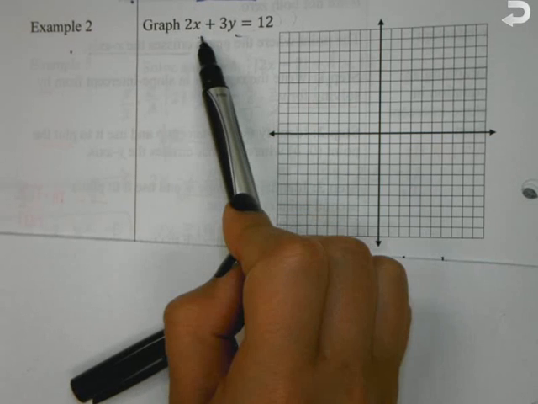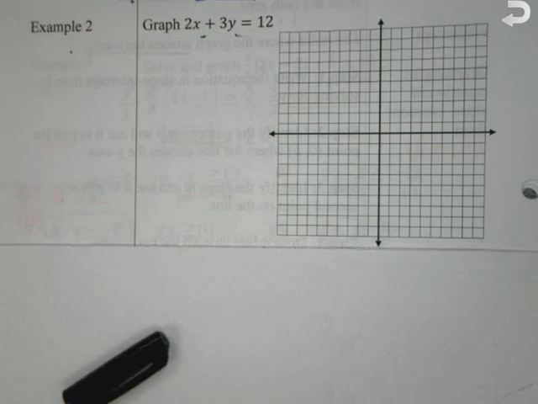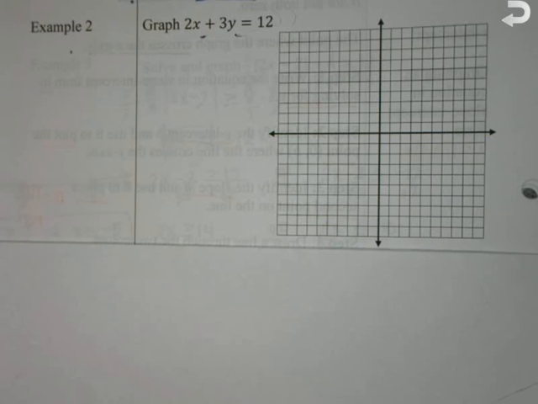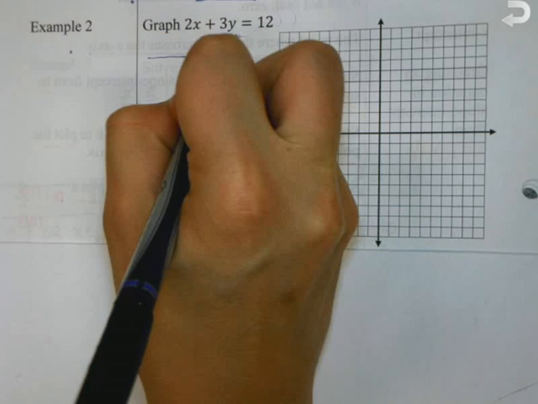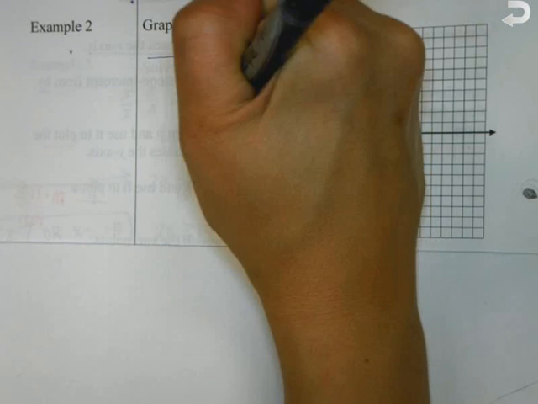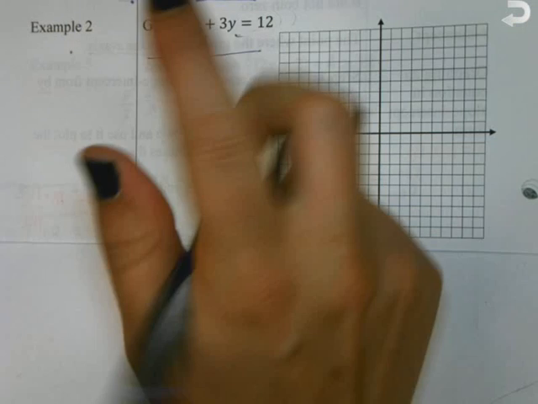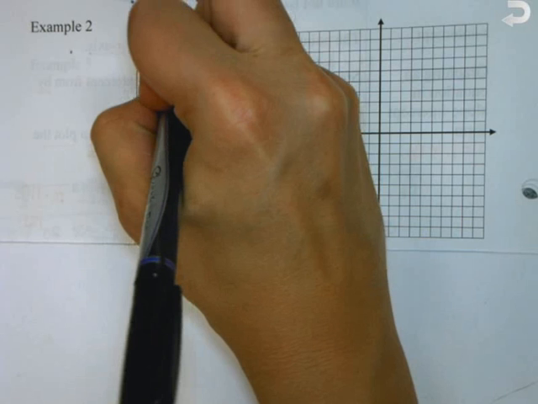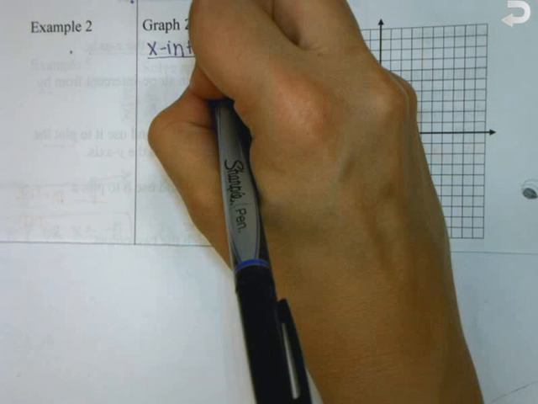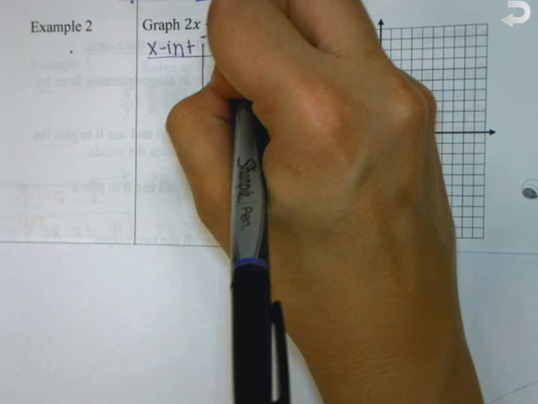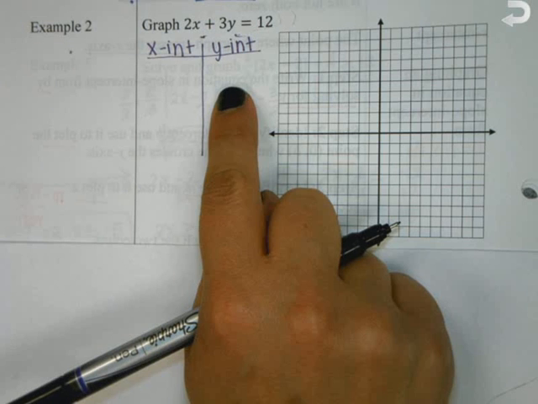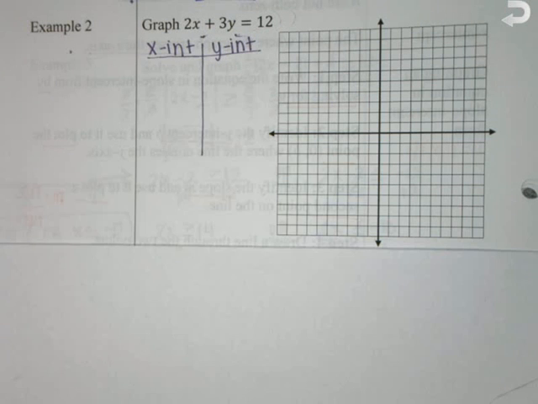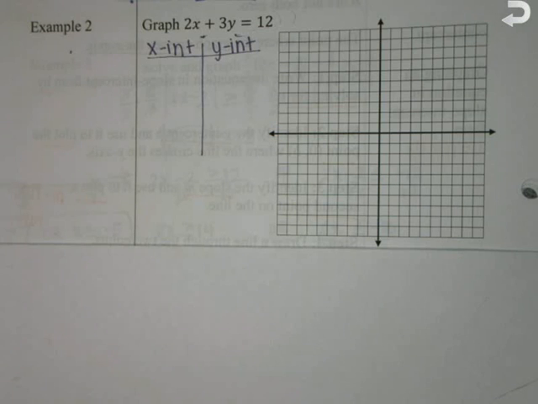So what I do to find the intercepts is I make a t-chart and I label one side x-intercept and I label the other side y-intercept. This is just to keep myself organized and so that I know which one I'm actually solving for. Okay, a hint, your x-intercept will be x equals something and your y-intercept will be y equals something.